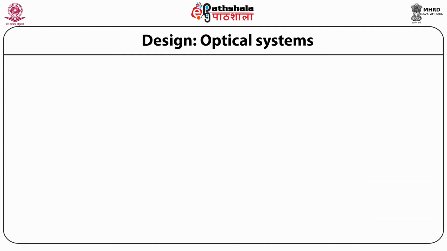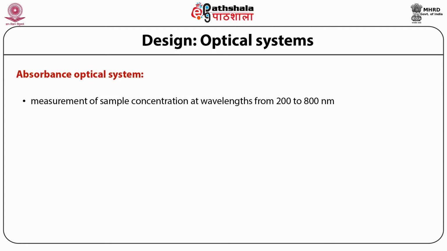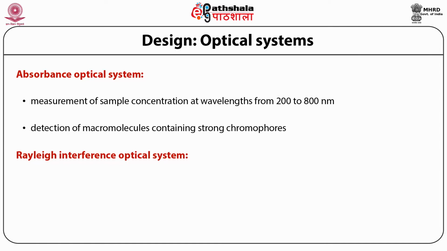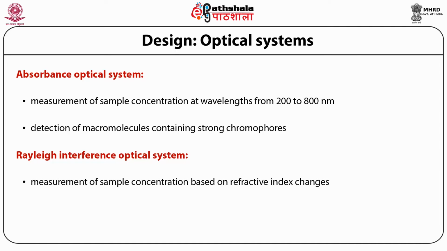Now we discuss the optical system that is used for the detection of molecules. It is based on the absorbance optical system, which measures the sample concentration at wavelengths ranging from 200 to 800 nanometers, for detection of macromolecules containing a strong chromophore. So it can absorb in the visible region, and even molecules not containing a chromophore can be detected at their particular lambda max value. The other is based on the Rayleigh interference optical system, that is for the measurement.